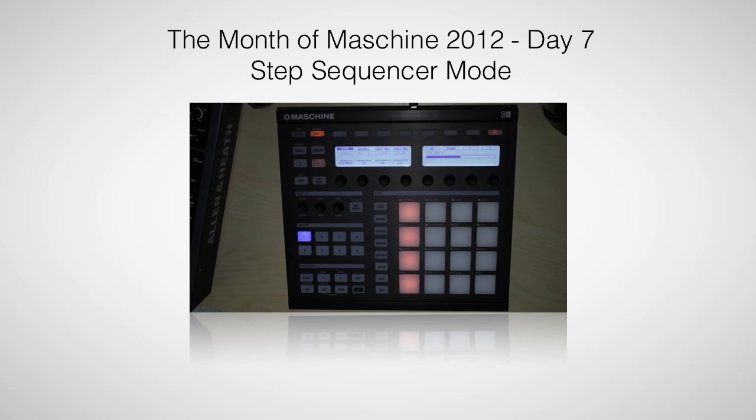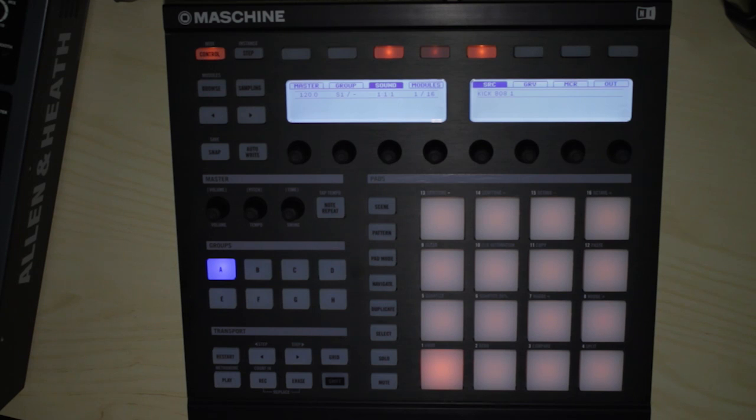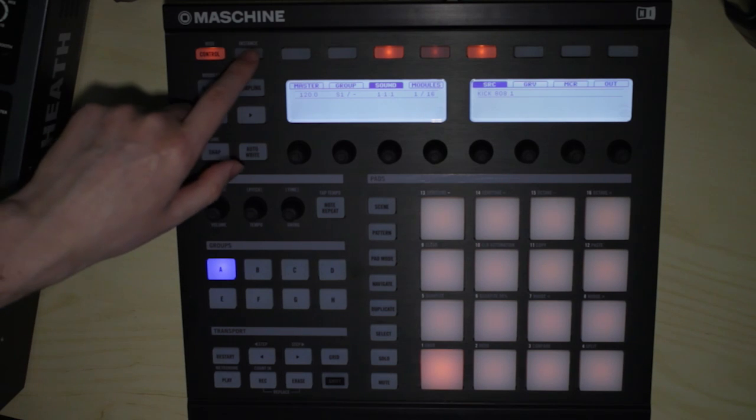Welcome to another video in our Month of Maschine 2012 video tutorial series on Native Instruments Maschine. In this video, we're going to look at the step sequencer mode. The step sequencer allows you to sequence patterns in a series of steps. To get into the step sequencer mode, you want to go up to the top and press the step button.